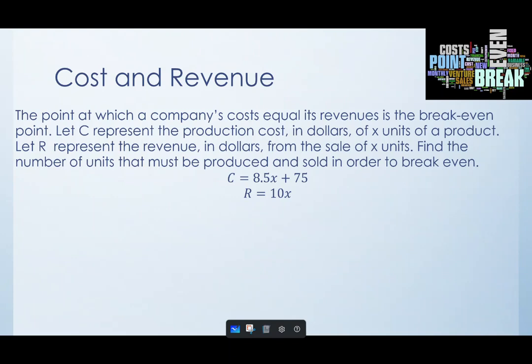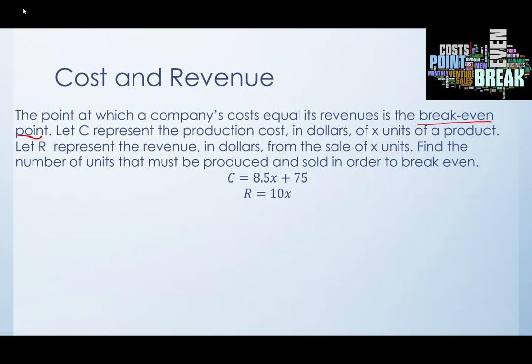Okay, so our next example is about cost and revenue. In business, the point where the company's costs equal its revenue is called the break-even point. Let C of x represent the production cost in dollars of x units of whatever product this company is making. We're going to let R represent the revenue in dollars from the sale of that many units, and we want to know how many units we must produce and sell in order to break even.